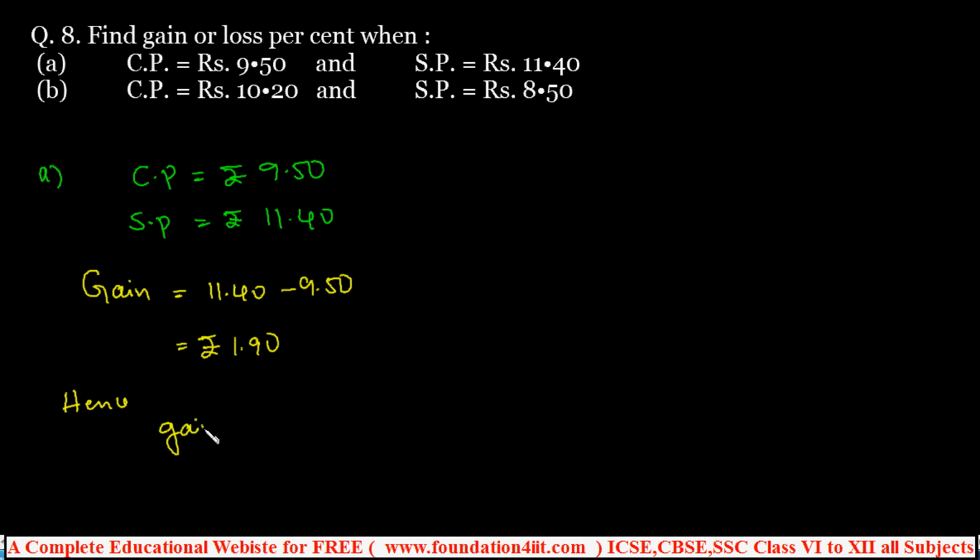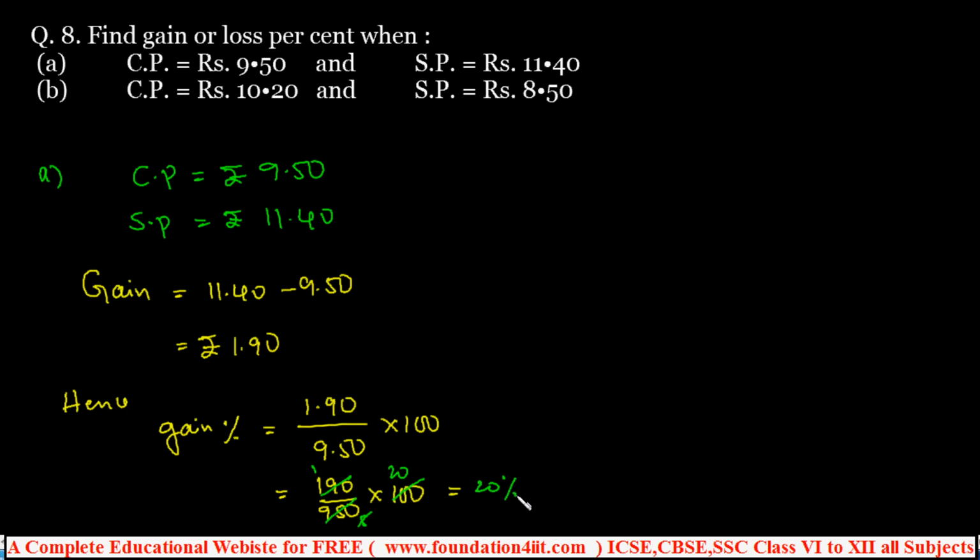Hence, we can find out the gain percentage. Directly, the gain percentage is equal to gain by cost price into 100. We already discussed this previously, I am just writing it again. Gain by cost price 9.50 into 100. Now in these types of questions we can remove the decimal point: 1.90 by 9.50. You can write 190 by 950 into 100. You can cancel 190 ones, and this is 5 times, again 5 ones are 20. So 20%, just the normal calculations.